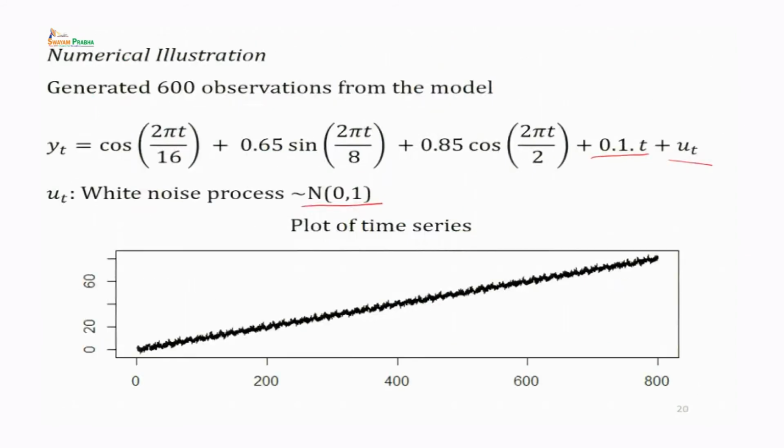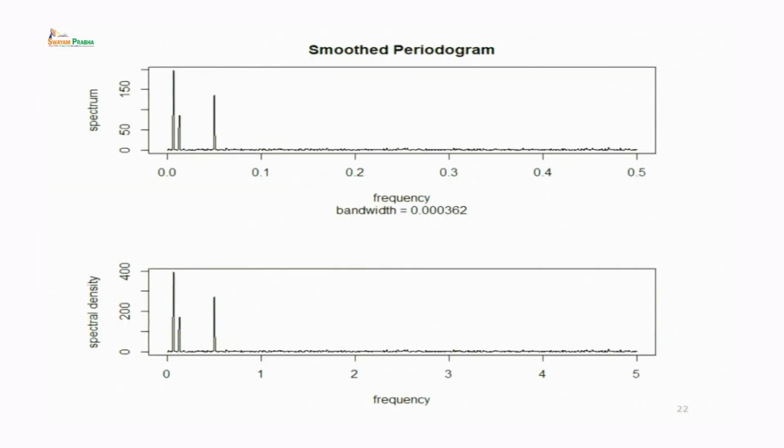and you notice that our original process also has three frequencies, 2 pi by 16, 2 pi by 8 and 2 pi by 2. Now, here we are using the bandwidth 0.000362. So, this is the smoothed periodogram, and this provides you proper information about the dominant frequencies, which you can't get if you do not apply smoothing.